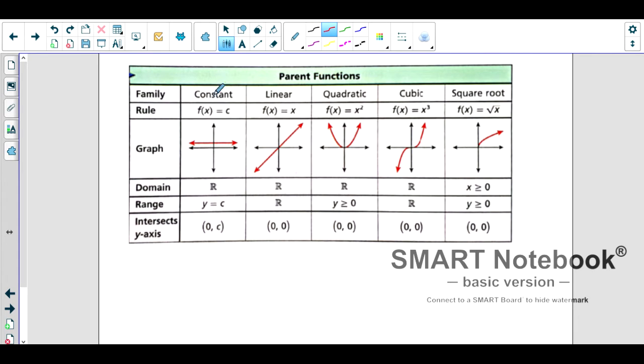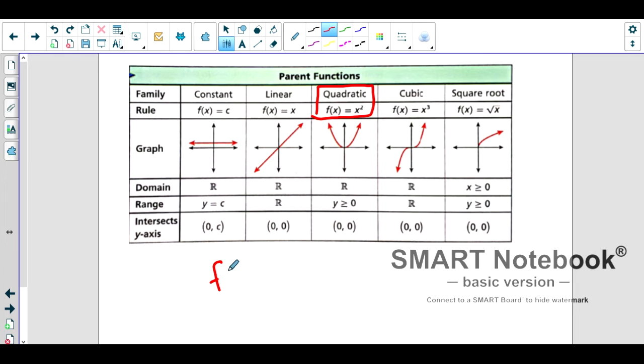If it's a constant function, what is that? f of x equals c, and the graph is always a straight line. These are some predefined functions or parent functions. If it is linear, you will see the graph of a linear function is always a straight line. Our target is to focus on quadratic equations in this video.